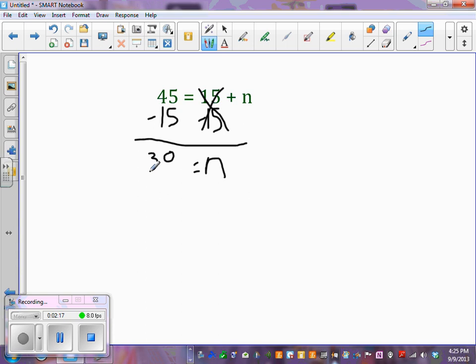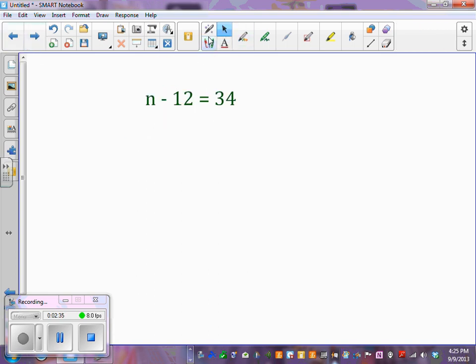And remember, you can check your work. If 30 equals n, we can get rid of this n and put 30 in there. 15 plus 30, yep, it equals 45. So we know that we're right. So you can for sure know if you're right on these problems. So let's do another one.